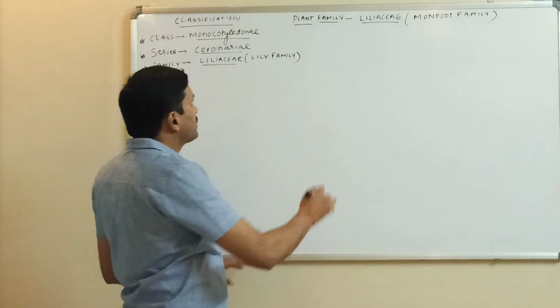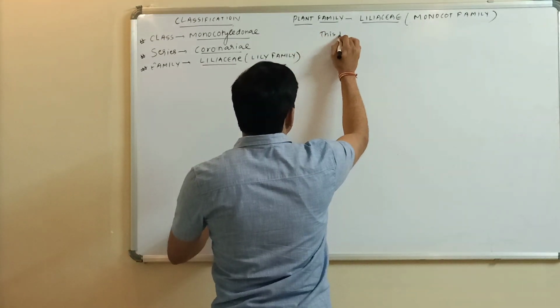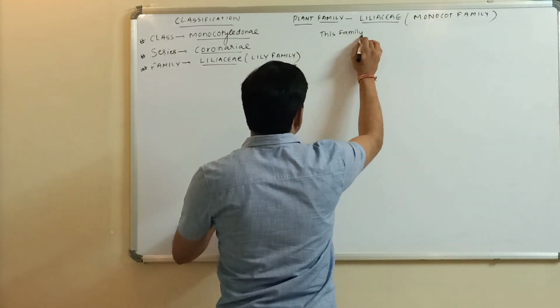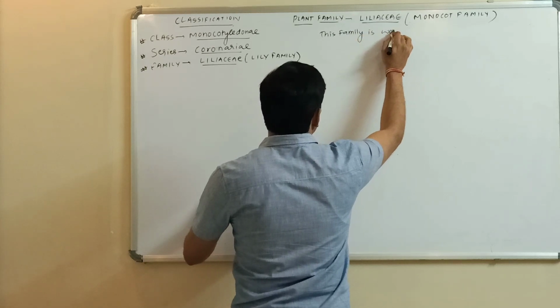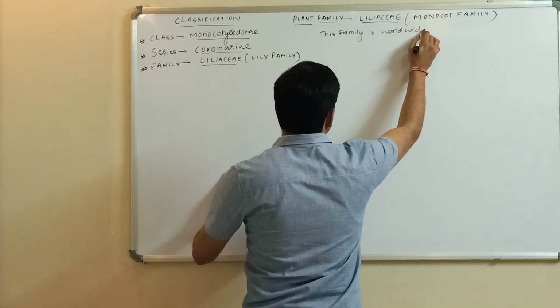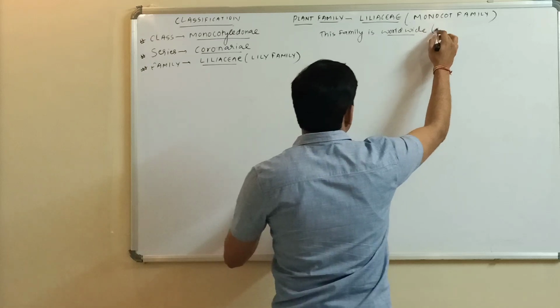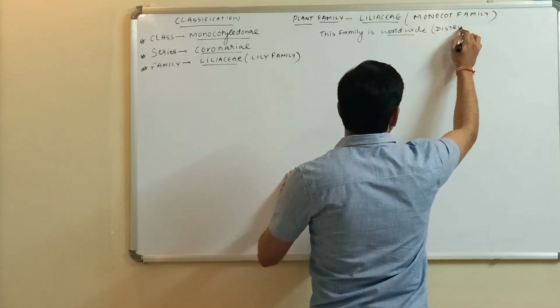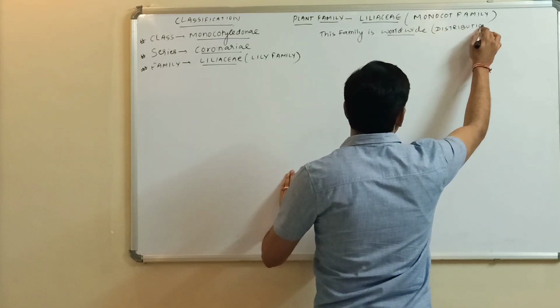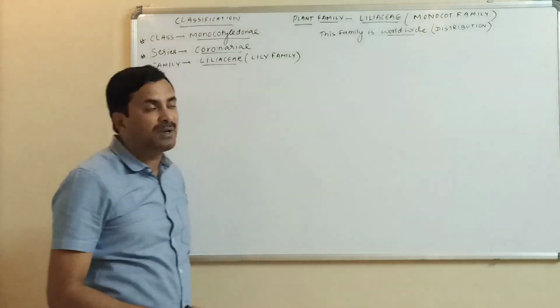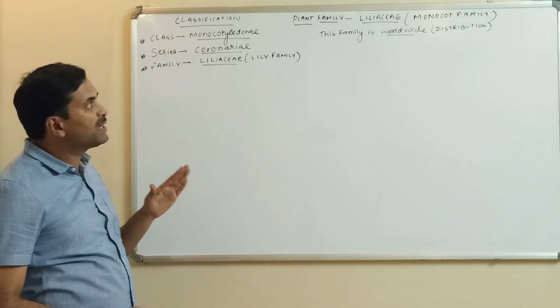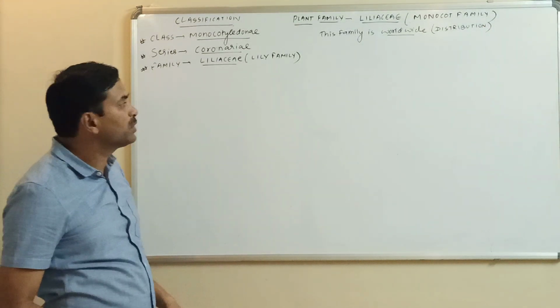Okay. Now this family is worldwide, means its distribution. We are talking about the distribution. Its distribution is not restricted to a particular zone. Its distribution is worldwide. Okay.